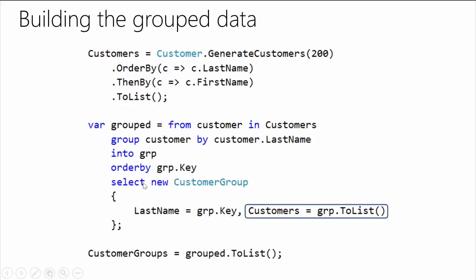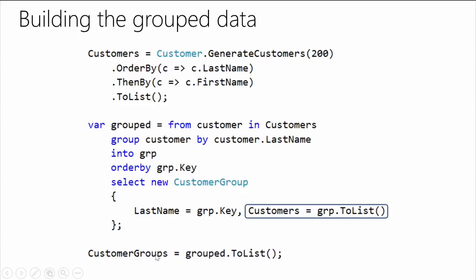We're now going to take that group object and select it into a new customer group, where we're assigning group.key to last name, and we're assigning our customer's value to the group to list. So that's the actual list of all the customers that match that last name. And so what we do is we take the grouped item, project it in a toList of customer group, and that's what we assign to our customer groups property.